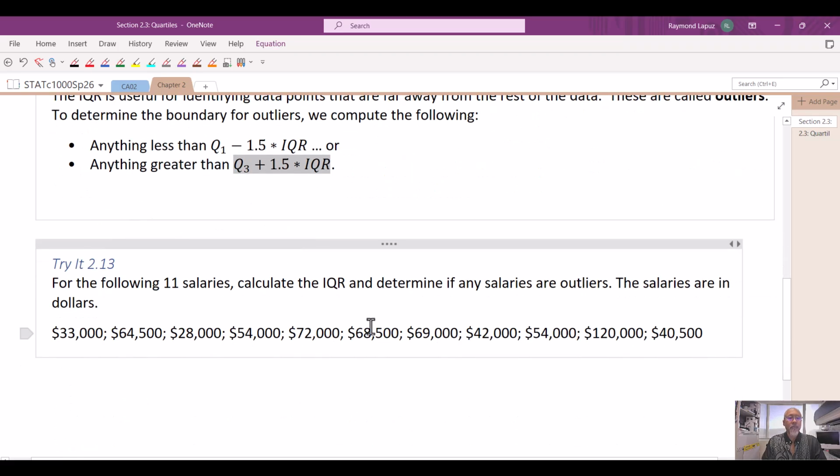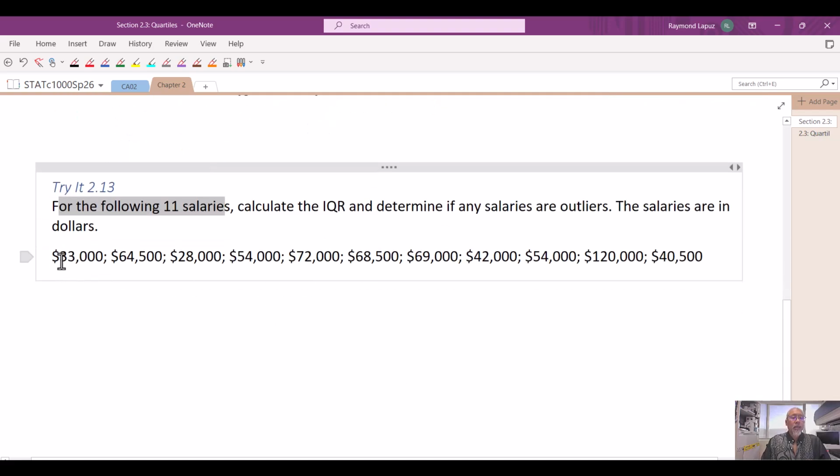Let's do a quick example. Here we have 11 points, 11 salaries. They want us to calculate the IQR and determine if there are any outliers. So it'd be good to go through the process of finding the 5-number summary, maybe even doing a box plot, so we can see what's going on. It looks like the numbers are not in order, unfortunately, so we're going to try to write them in order.